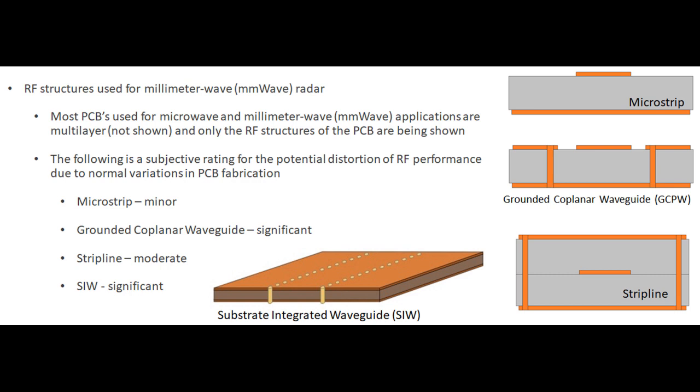Grounded coplanar waveguide depends on the design and the frequency, but it's typically moderate to significant. And I'll talk about that much more as we move along here. Strip line also depends on the design, and it could be moderate or even minor, depending again on the configuration and the design of the circuit itself. And then SIW is significant in most cases at lower frequencies. That could be more a moderate rating. Now, to become a little more familiar with the concerns, the next graphic will talk about these same issues and give a little more detail.